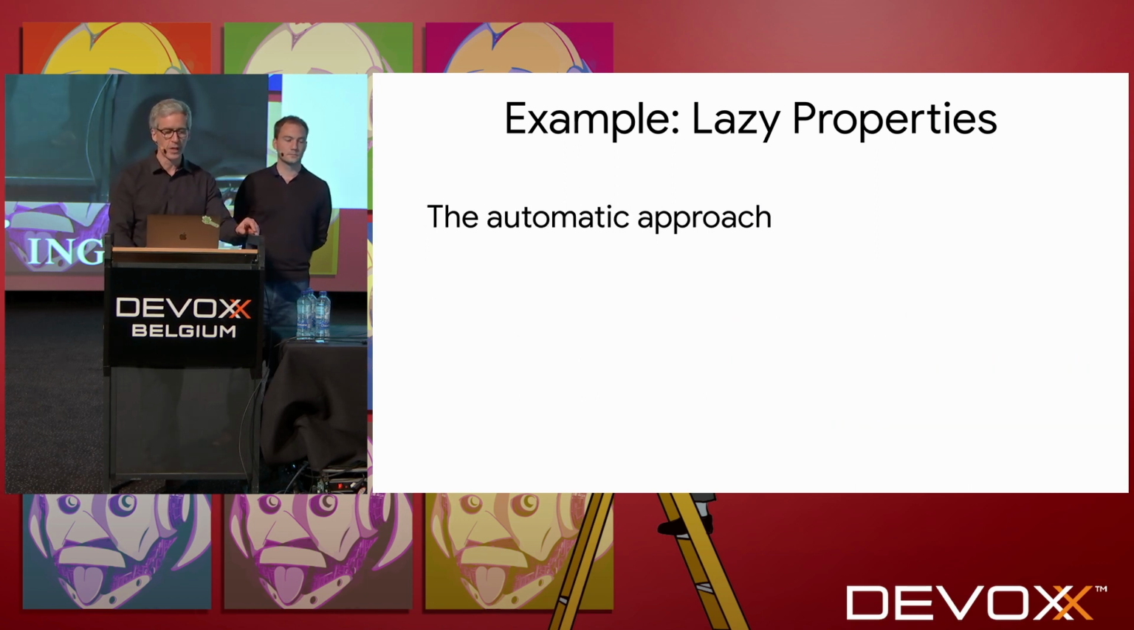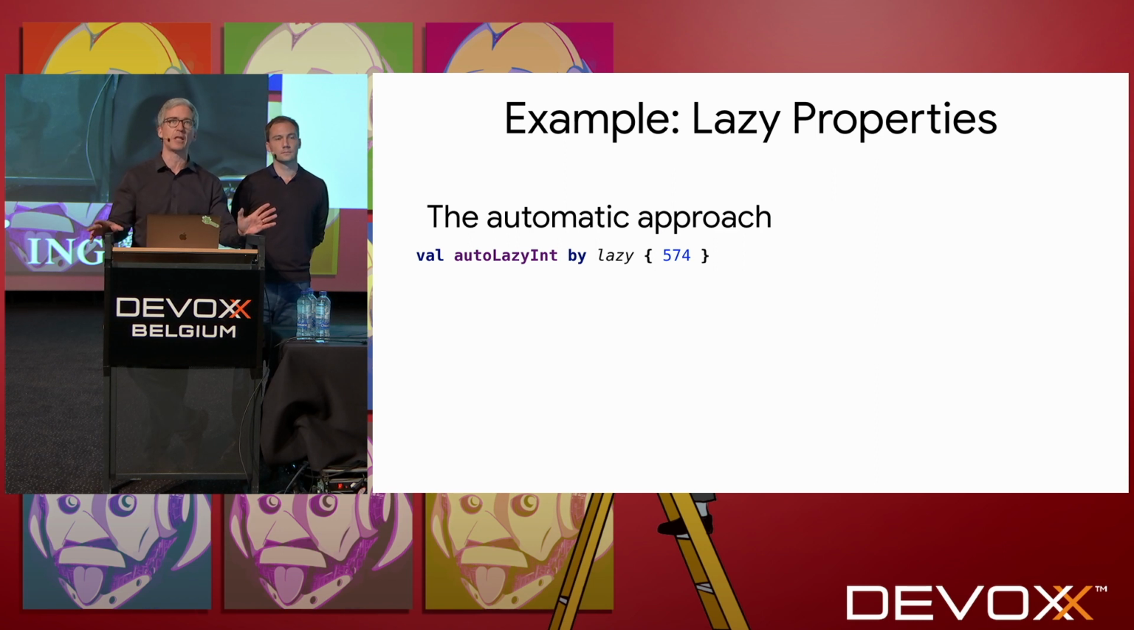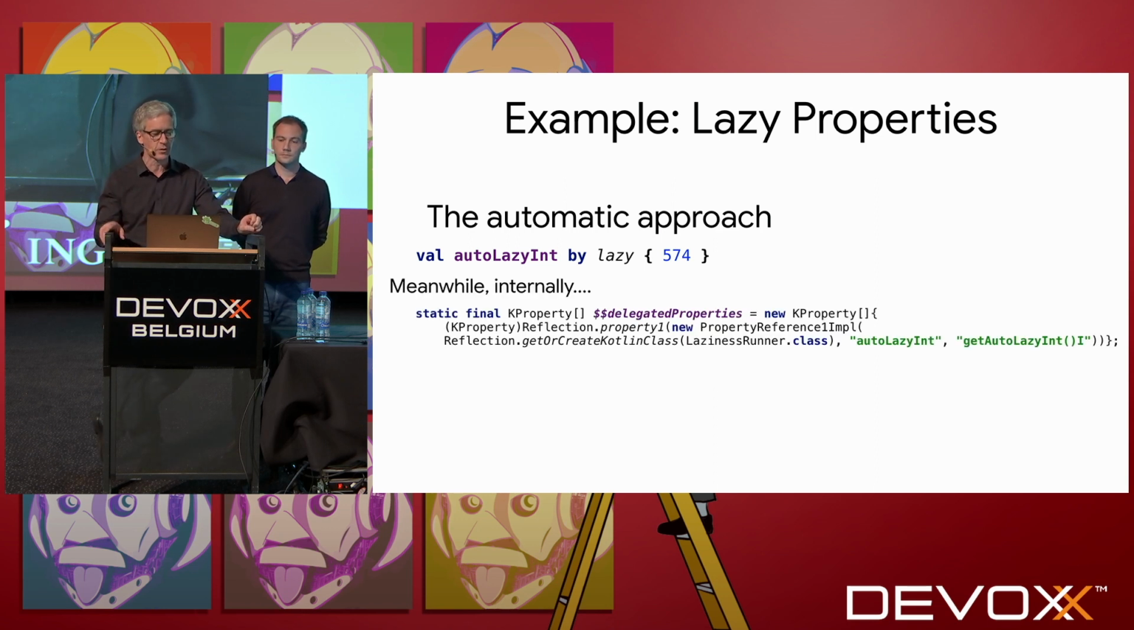So this is all good, but the automatic approach using Kotlin is even better. That's it, right? So you just say by lazy, and then magically it just does that for you, right? Hopefully exactly what you did otherwise. Maybe it has a private variable somewhere, whatever. Not quite. So the way that it does this is, first of all, it starts out by creating an array of what are called KProperty values.